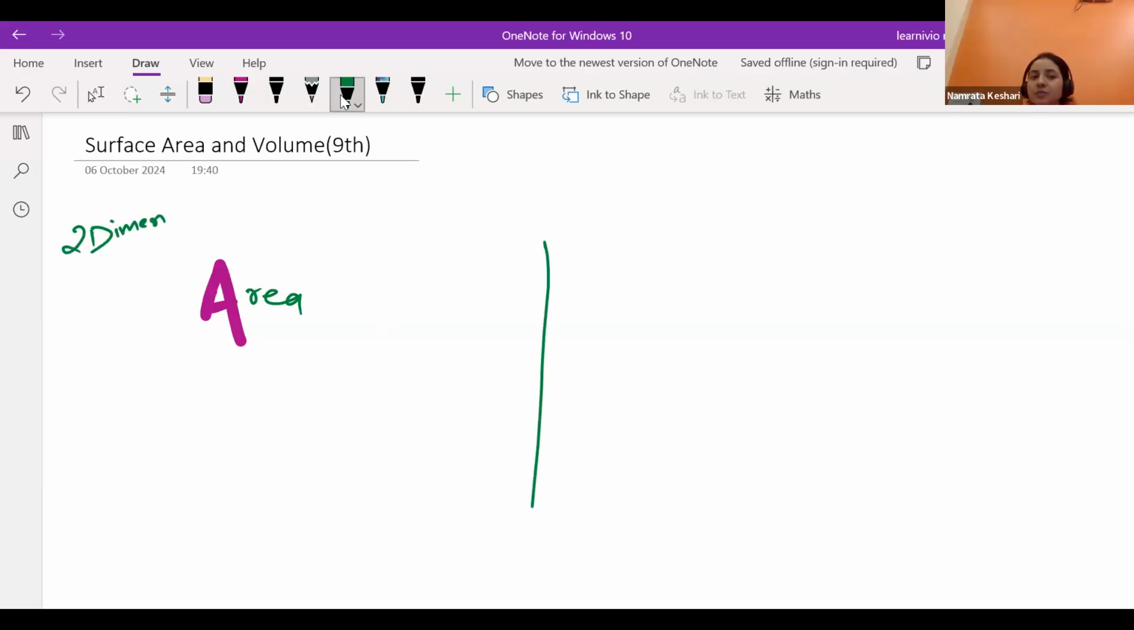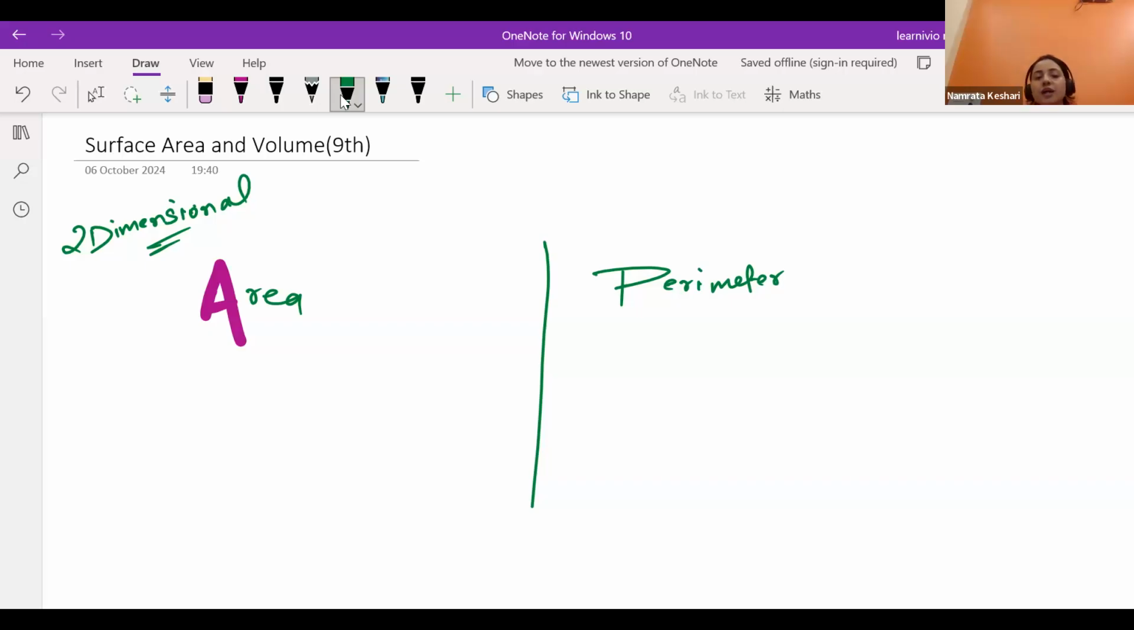Okay, that means a rectangle, a square, a triangle. Okay, a circle. These are two-dimensional shapes. Two measurements are there. What is the area and what is perimeter? What is the difference between area and perimeter? Area is the space occupied by a shape. And what is perimeter? It is the outline of the shape.